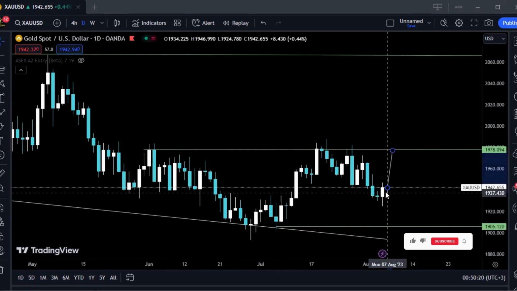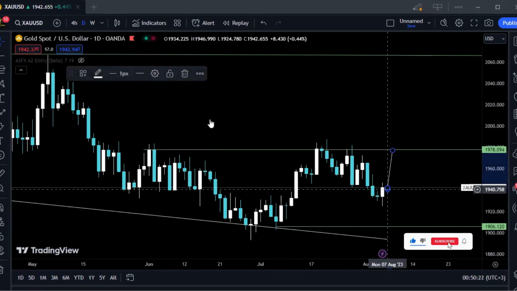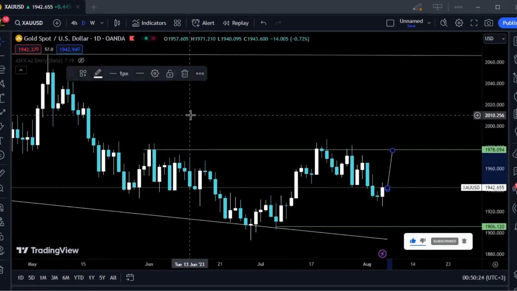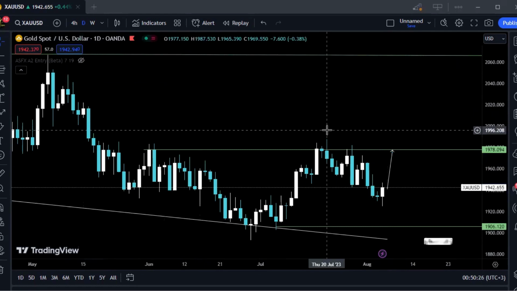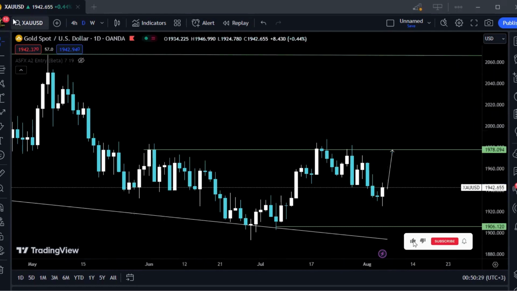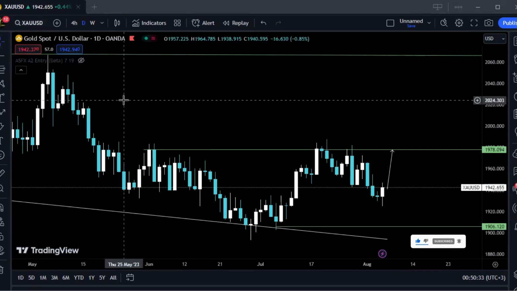I'm anticipating most of them that have the US dollar as the quote currency to be bullish, while as those that have the US dollar as the base currency to be bearish.